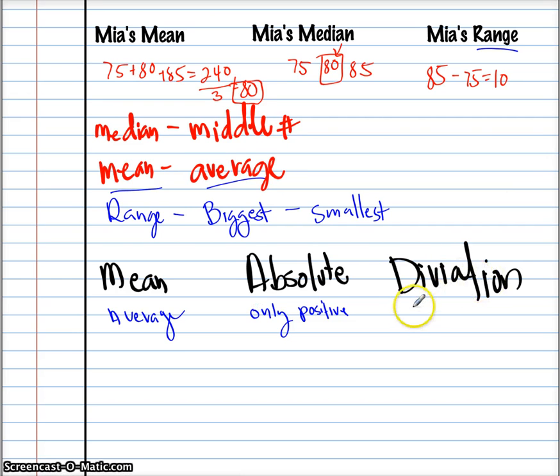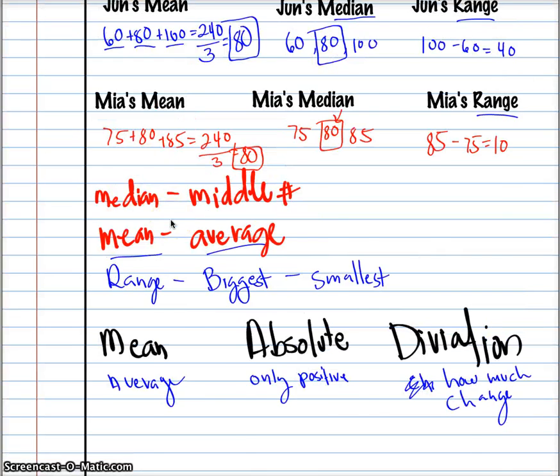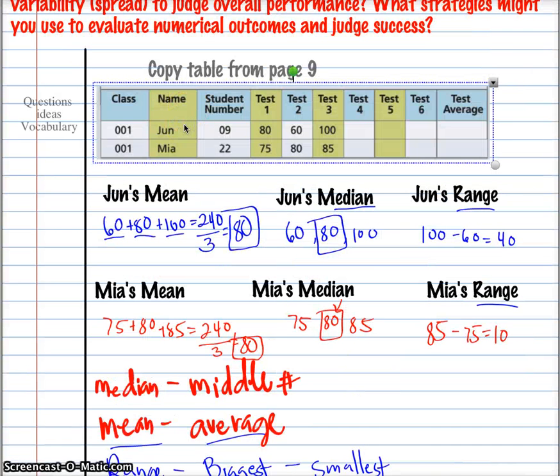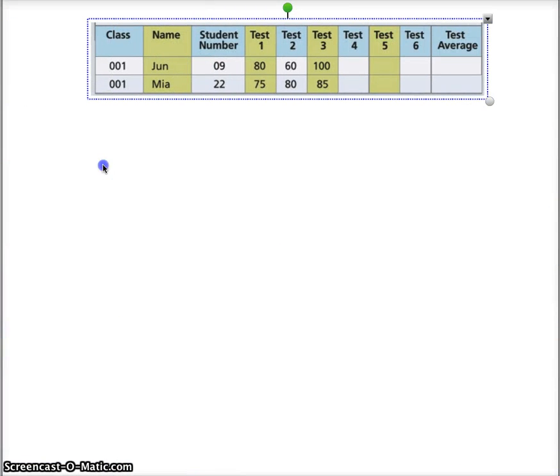Okay, and deviation is how much change. Not just change. How much change? So we're looking for those three things: average, only positive, change. Okay. So I'm gonna start calculating this on a fresh page. But I'm gonna bring this image with us to the next page. So we're gonna find mean absolute deviation.